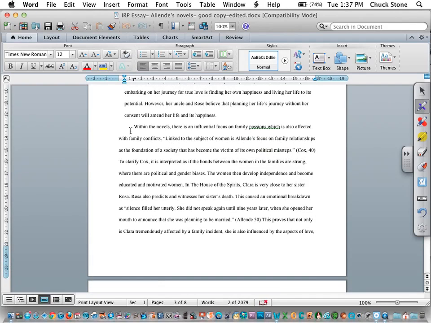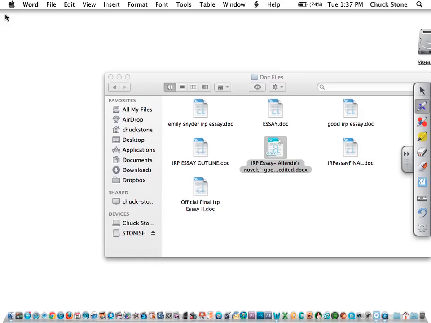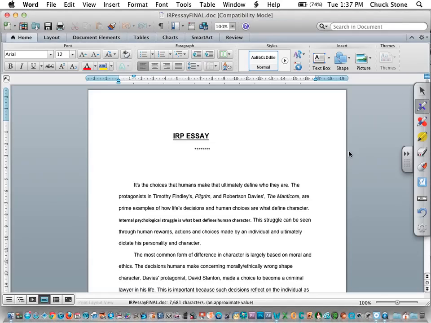All right, finally we get to the next paragraph. Within the novels there's an influential focus on family passions, which is also affected with family conflicts. Does that refer back to the thesis statement? Yes, it does, because they talk about the passions. Okay, so let me close this down, and we'll take a look at one more essay effort.